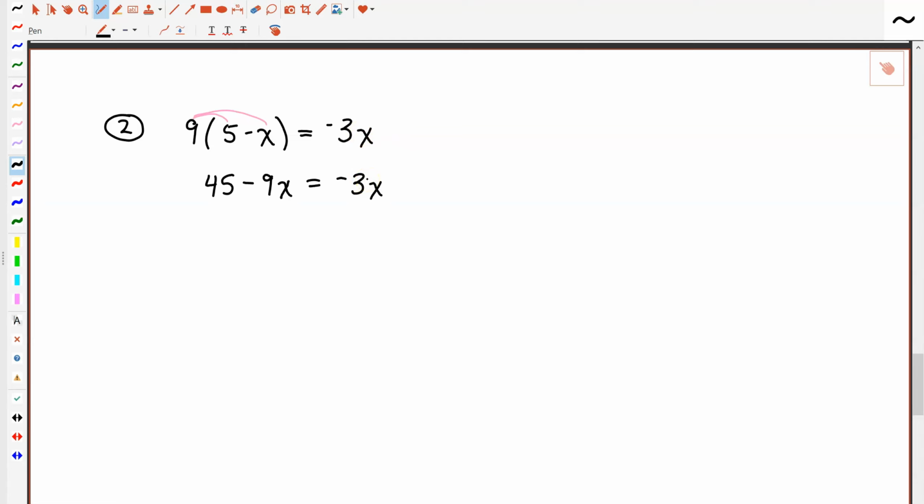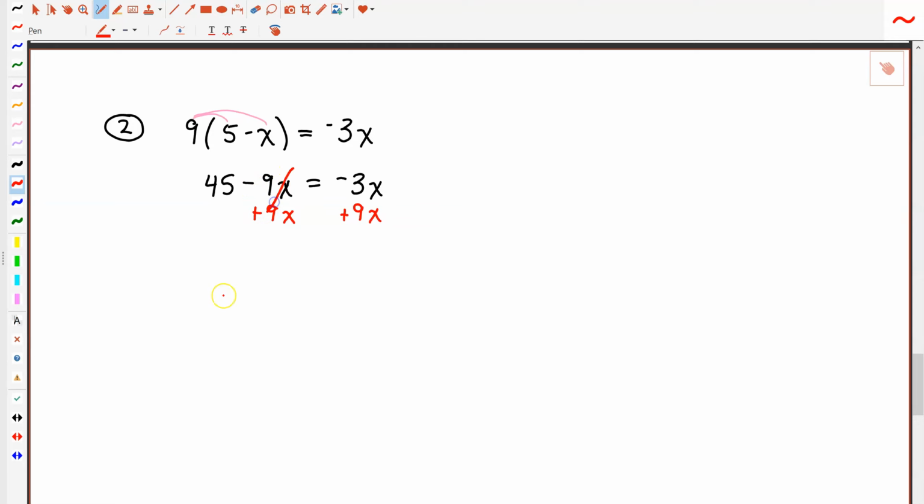Now at this point, I don't have any like terms over here, and I don't have more than one term over here, so now I'm going to try to get my variable pieces together. On this side, since I have constants and variable terms, it would make sense to move this variable piece out of here, because the only thing on the other side is a variable piece. Because it's negative, its inverse operation is going to be to add it.